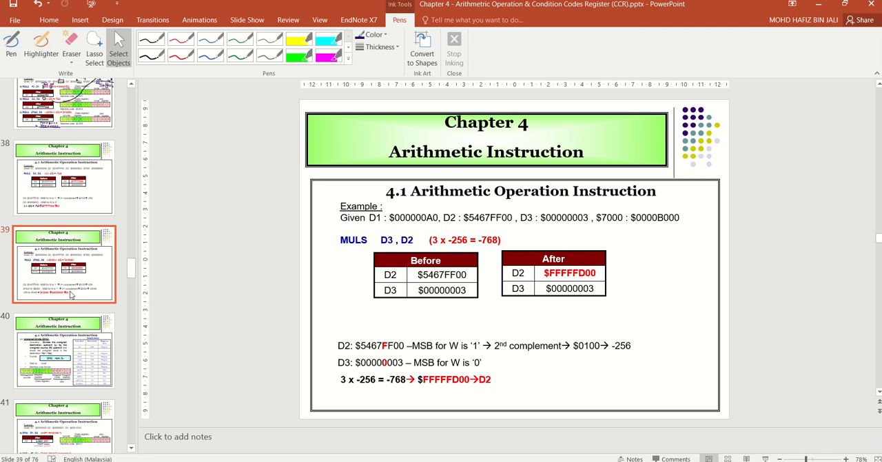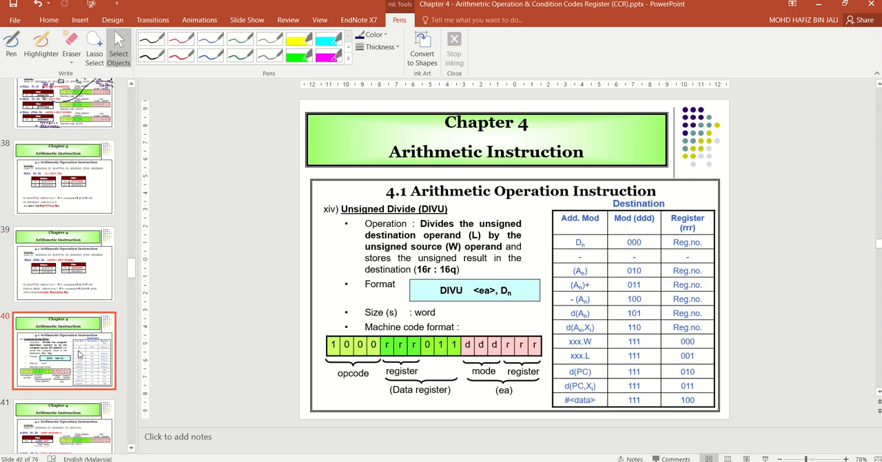Okay, example. Next is division, unsigned division. For unsigned division, it is almost the same as the multiplication. Divide the unsigned operand L by the unsigned source word size and store the result in the destination, 16R 16Q. This one is 16 bits for the remainder and another 16 bits for the quotient.